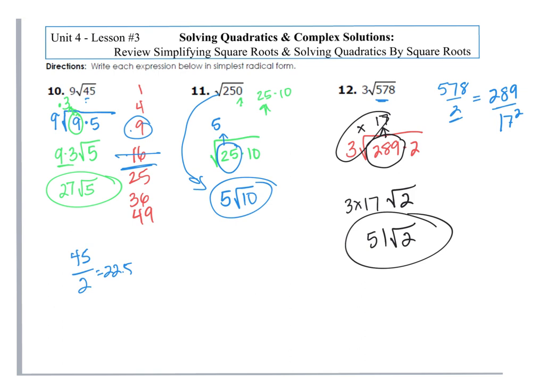Again, the whole goal here is to rewrite it with the remainder part of the radical still underneath that house. We don't want any decimal answers here.